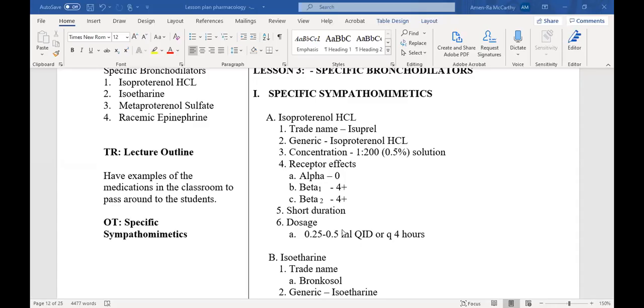Now, let's look at the receptor effects for isoproterenol. The receptor effects go from 0 to 4, all right? So 4 is the highest, okay?